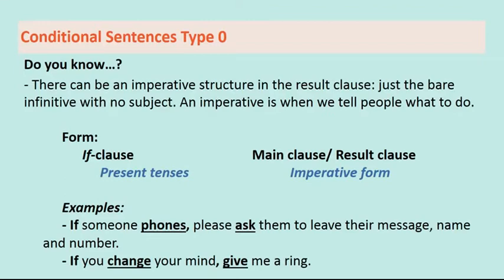For example, if someone calls, please ask them to leave their message, name and number. Or the second example, if you change your mind, give me a ring. What I have just talked about is the conditional sentences type 0. Now, can you tell me what is the difference between the conditional sentence type 0 and type 1?